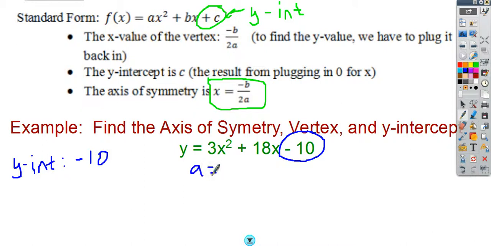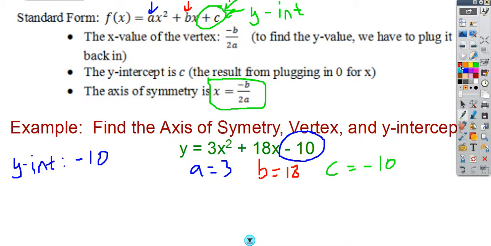So you need to know your a, b, and c values. If you look up here, your a value is always what's in front of the x squared. So that's going to be 3. Your b value is always what's in front of the plain old x, or x to the first. So down here, that's going to be 18. And your c value is always your y-intercept. So your c value is negative 10.